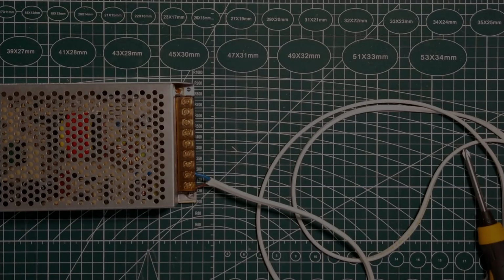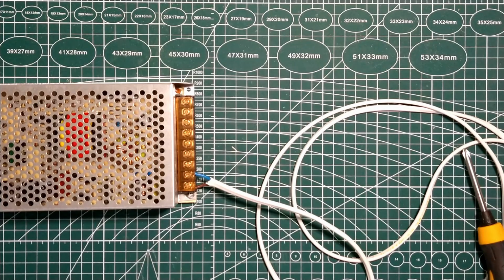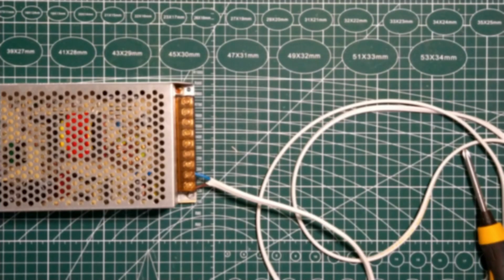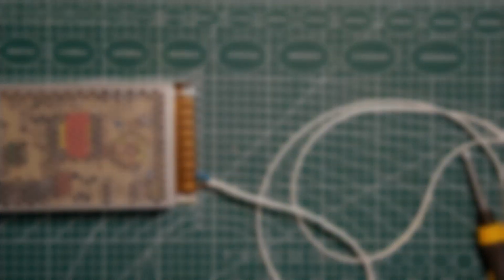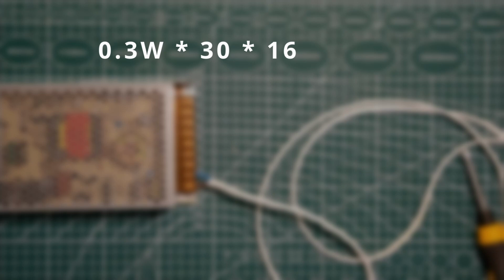The power supply you need depends on the LED type and strip length. You should look into the auction description or strip datasheet and calculate the required power. Typically, you will find power consumption for 1 meter or a single LED. For example, in my strip, a single LED consumes about 0.3 watts. Multiply it by 30 LEDs per meter and 16 meters of LED, and we get 144 watts.